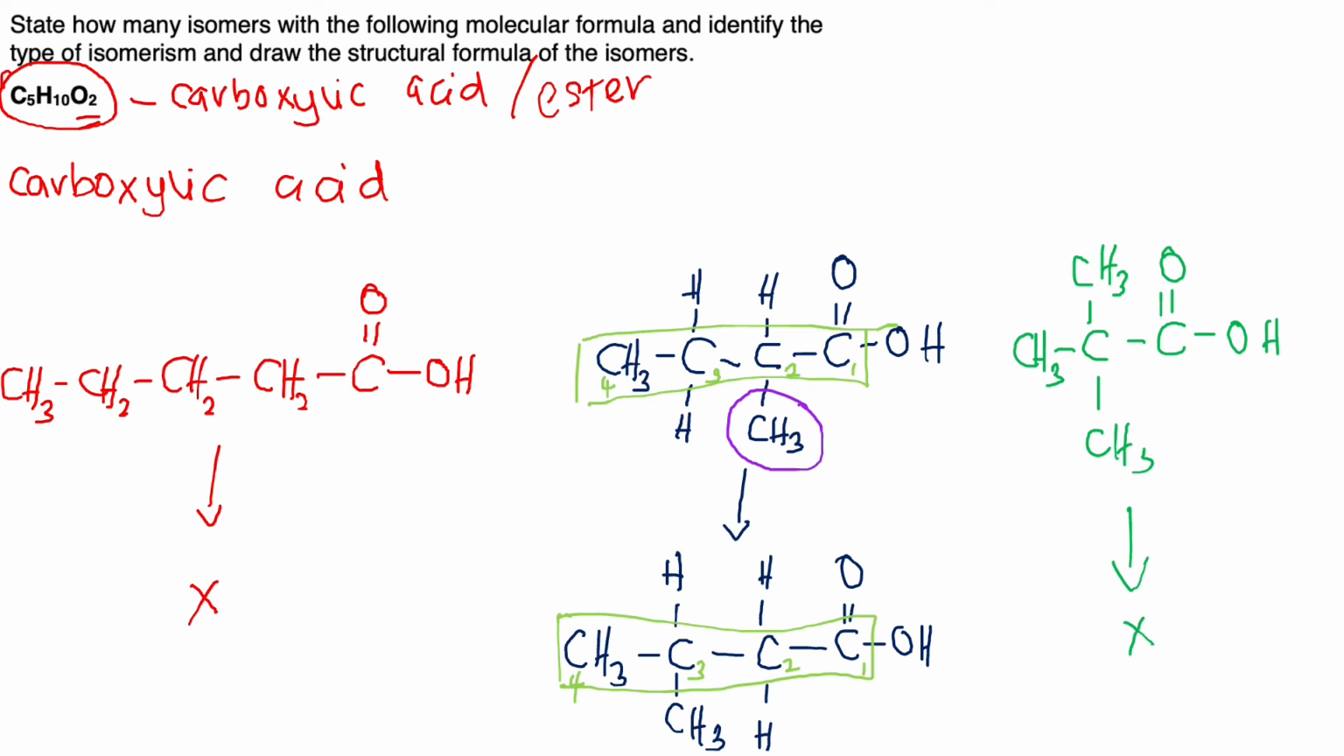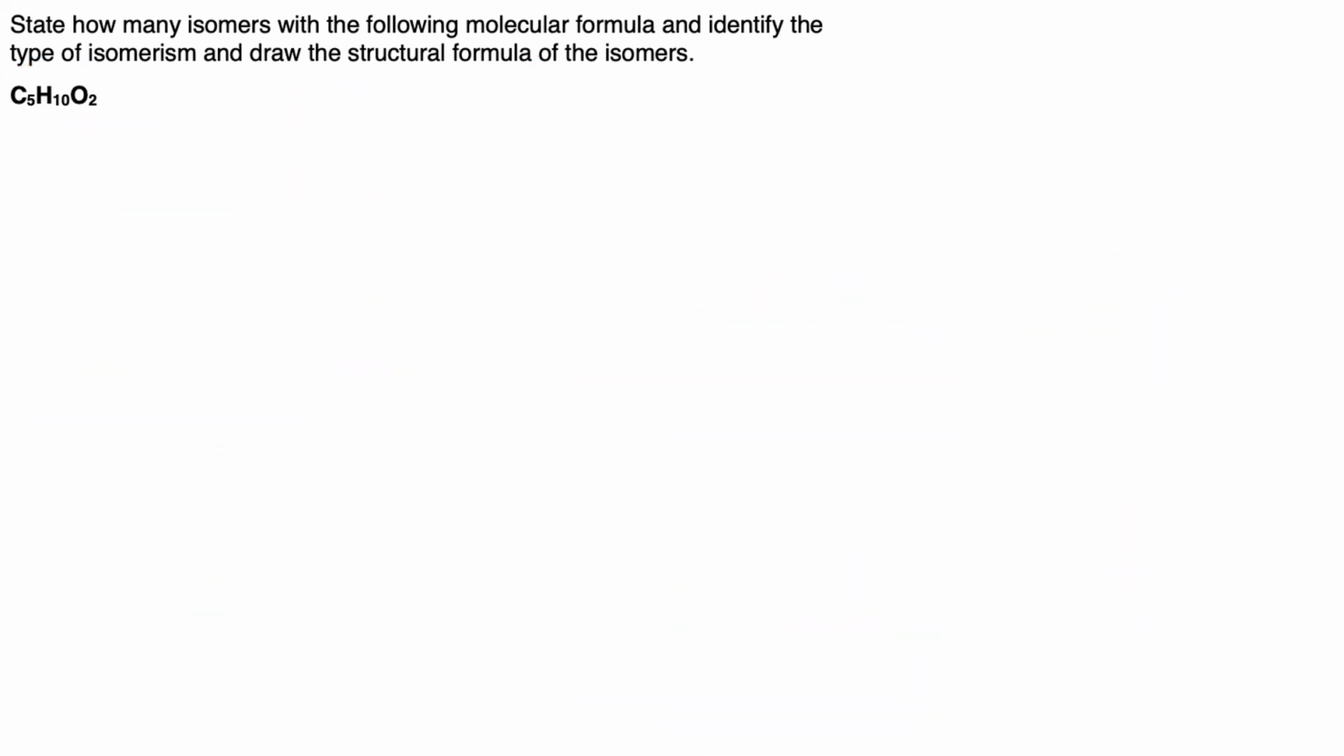Therefore, we can conclude that for C5H10O2, for carboxylic acid we only have 4 isomers. Okay, 4 isomers only. Now, the next one I'm going to show you is about ester, because we have finished carboxylic acid. Okay, so you may pause and write this on your notes. Alright, so next we do ester.